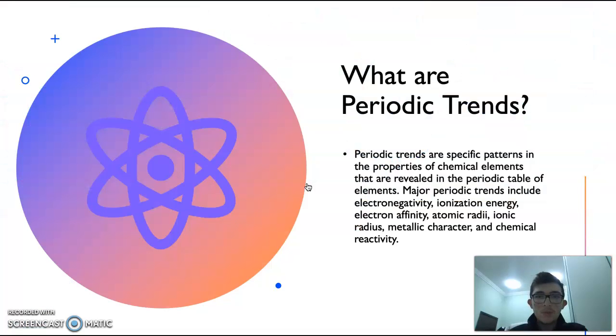So, what are periodic trends? Periodic trends are specific patterns in the properties of chemical elements that are revealed in the periodic table. Major periodic trends include electron activity, ionization energy, electron affinity, atomic radii, ionic radius, metallic character, and chemical reactivity. Of these, I will be talking about 5.